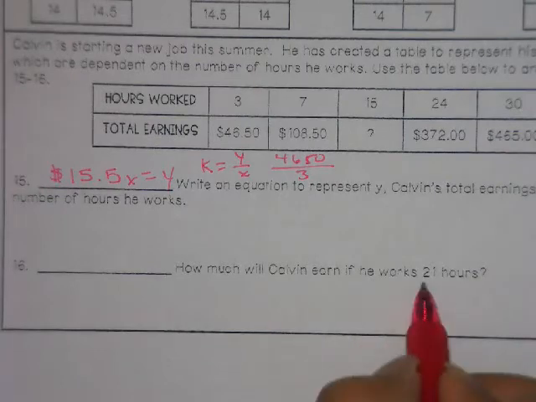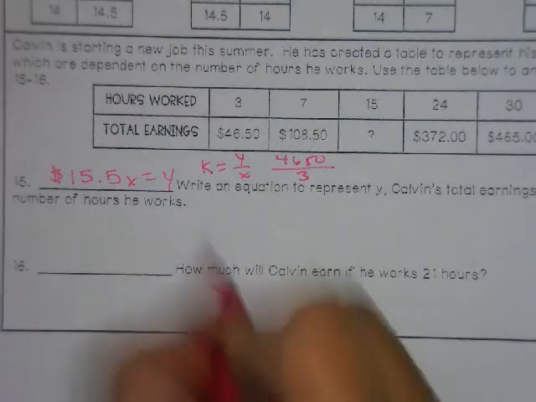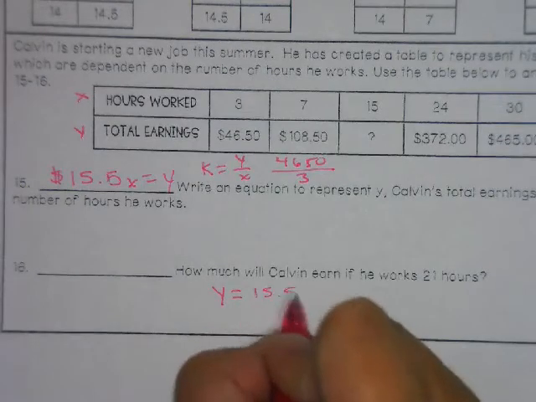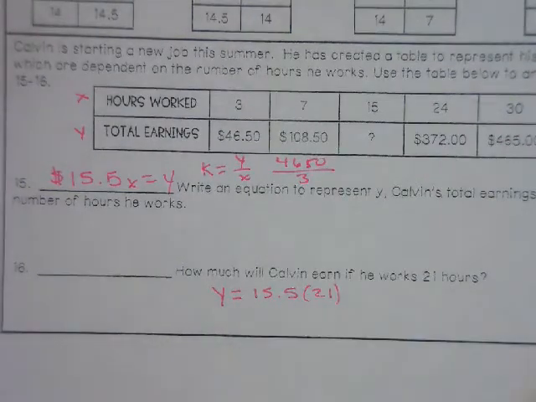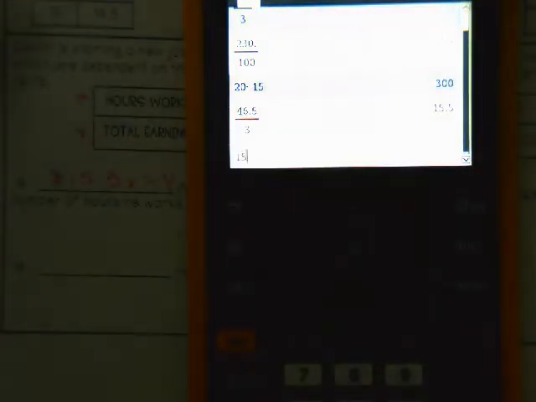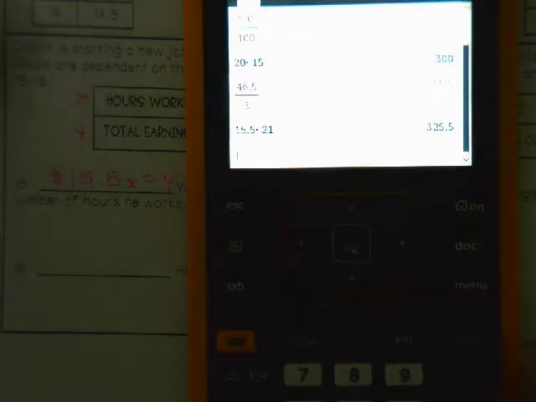Okay, plug in what we know. Hours is x. y equals 15.5 times 21. $325.50.